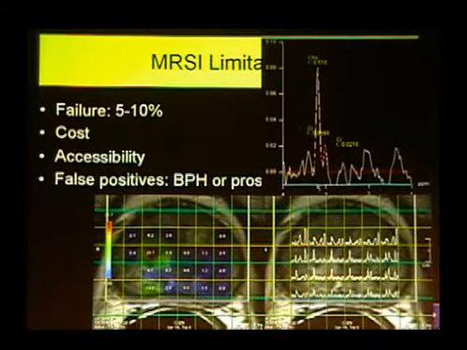Okay, this is a zoomed voxel. You see elevation of choline, there's no citrate. So I call this cancer. I was wrong. This was just stromal BPH. So this is a false positive of spectroscopy. But you cannot not call it.